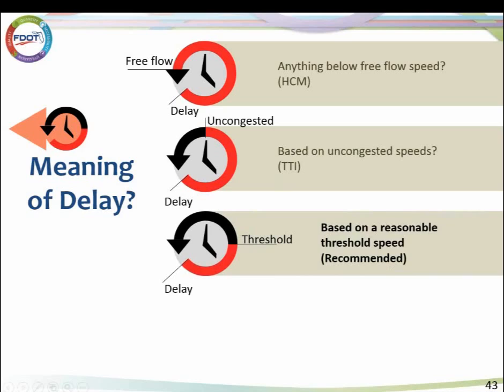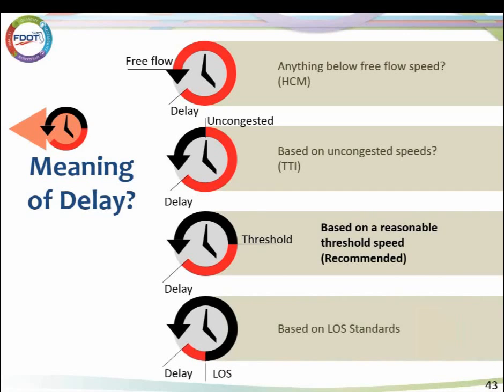The department's recommending a threshold speed based on some reasonable thresholds, and I'll be talking about that further. Another one that has been proposed is to work off of DOT's level of service standards, so that we only count delay as something below what Tyrone has presented. And as you look at that graphic, you can see the red, and it makes a big difference.